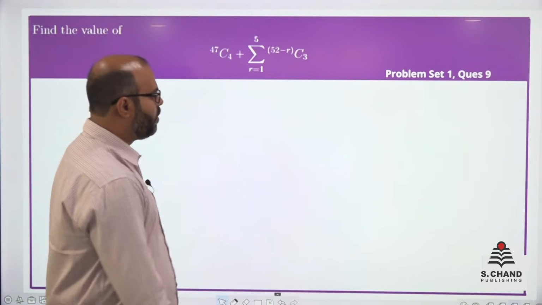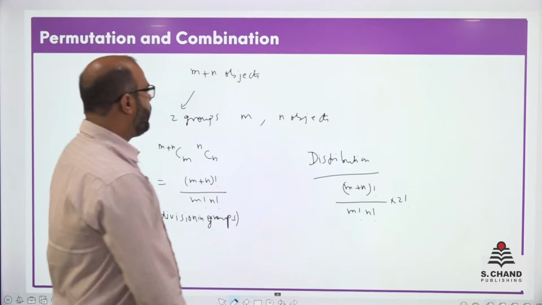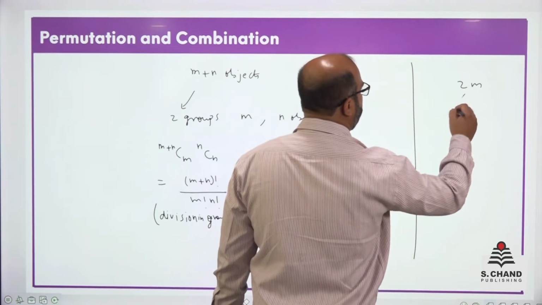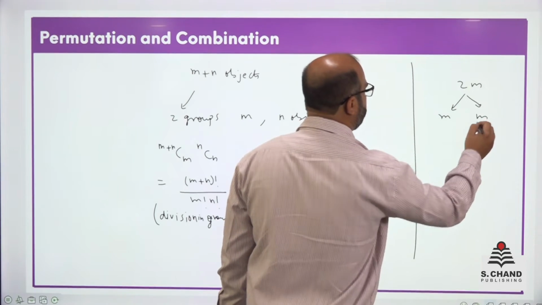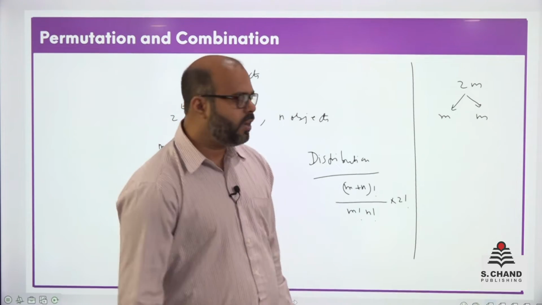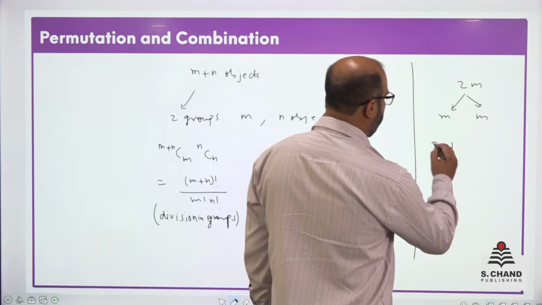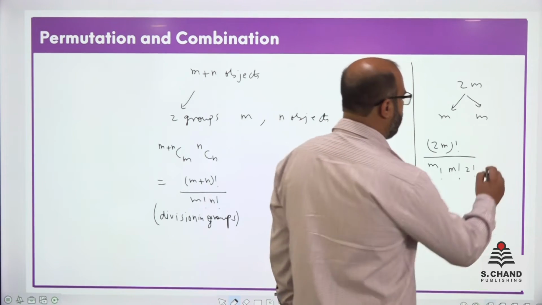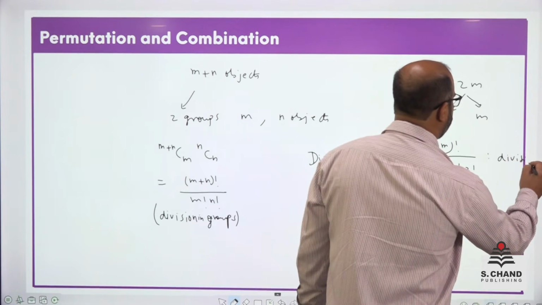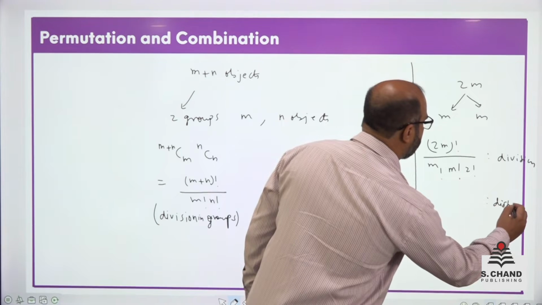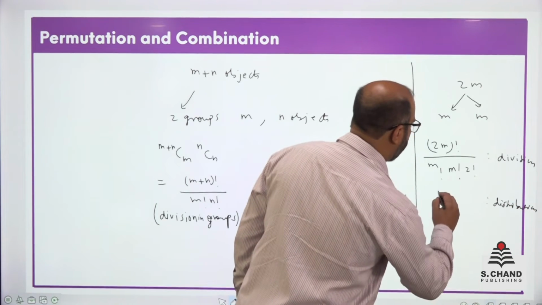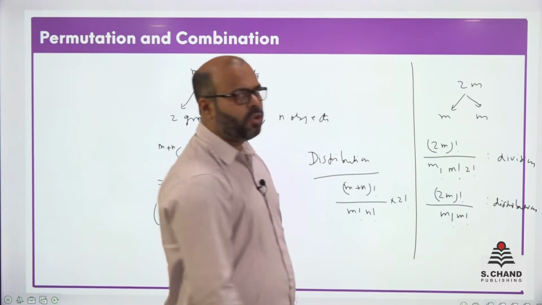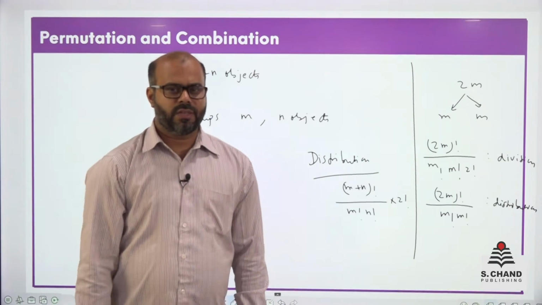Second one is, okay, one more formula let me tell you. If it is about 2m objects and those 2m objects are broken into two groups of m objects each, here there is a repetition. So in order to avoid repetition, we take 2m factorial upon m factorial into m factorial divided by 2 factorial for division, and for distribution we will say that we have to multiply by 2 factorial. So this is 2m factorial by m factorial into m factorial. So these are in detail, you can see in the book also, these were in the videos.